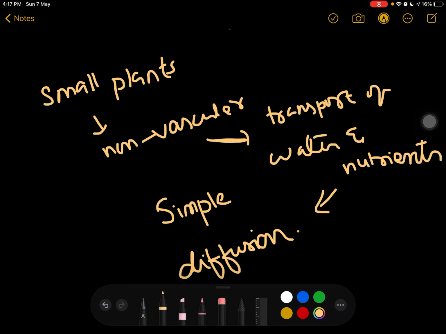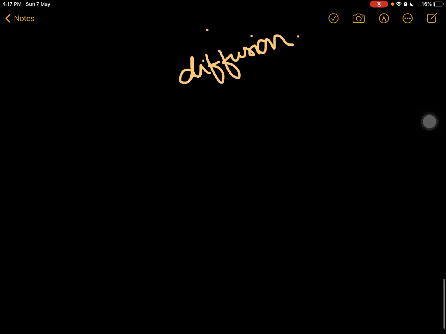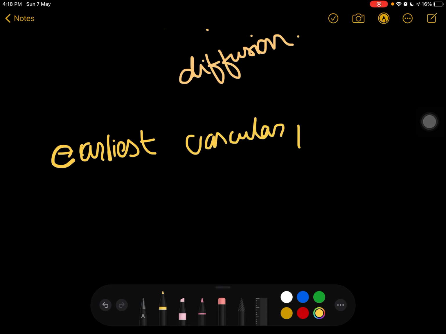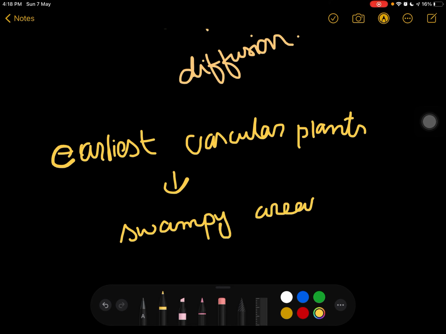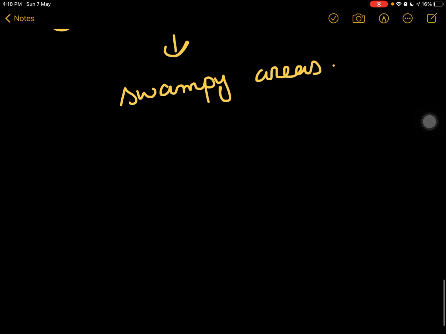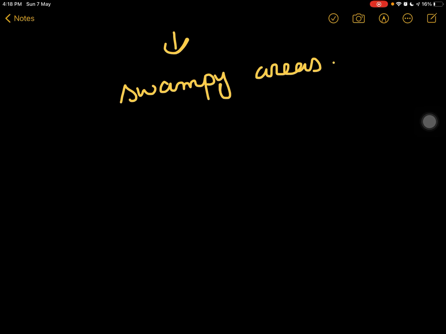Basically, the earliest vascular plants lived in swampy areas, right? And for the exchange of gases, there are stomata and lenticels.